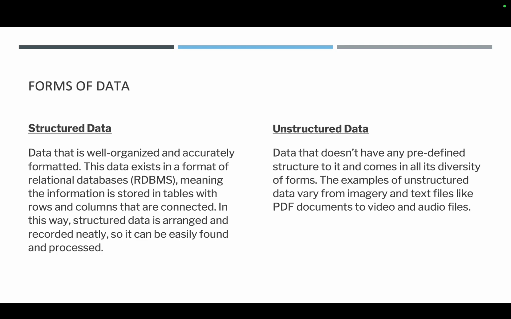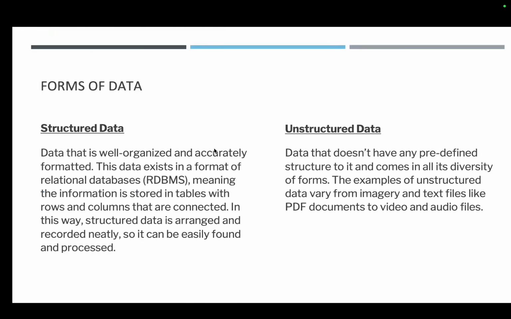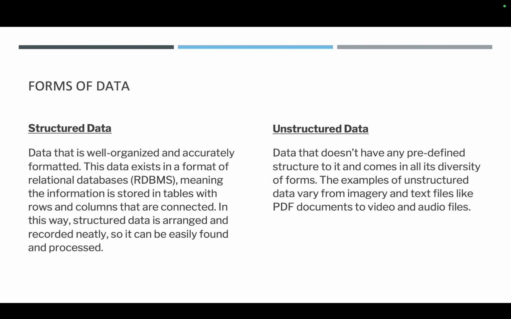Now let me just give you a brief preview of a structured data. So this data here gathers the name of some people, their ages, the country they're from, the fee they paid, and their gender. And you can see that they're well laid out in vertical and horizontal spaces. This is an example of a structured data that is well laid out, that is structured in vertical and horizontal spaces.